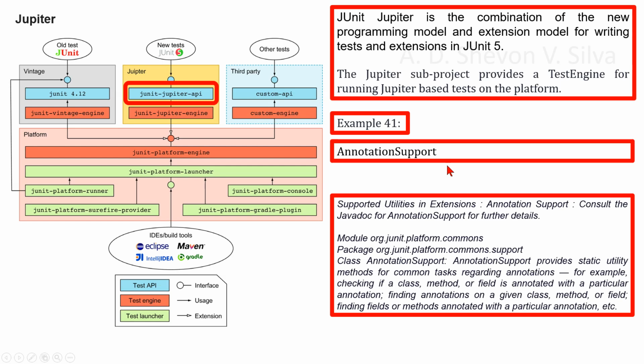In the module org.junit.platform.commons, this is basically with the platform. The AnnotationSupport class provides static utility methods for common tasks regarding annotations. For example, checking if a class, method, or field is annotated with a particular annotation, finding annotations on a given class, method, or field, and finding fields or methods annotated with a particular annotation. So this is more related to the generic platform.